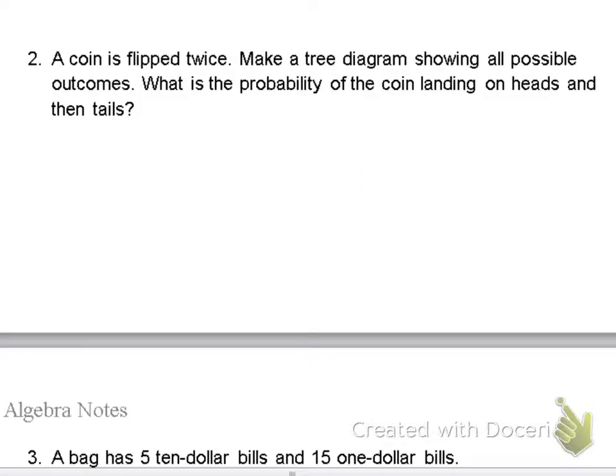Moving on to the next example, a coin is flipped twice. Make a tree diagram showing all the possible outcomes. What is the probability of the coin landing on heads and then tails? So heads and then tails is what we're looking for. We write probability as function notation. So we have the probability of heads and then tails is what we're looking for.